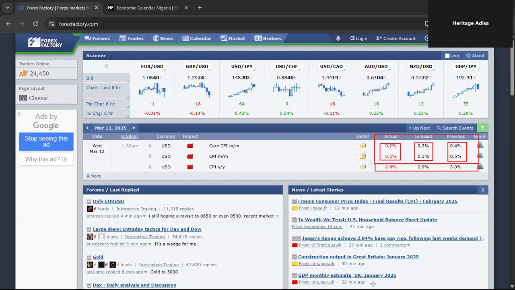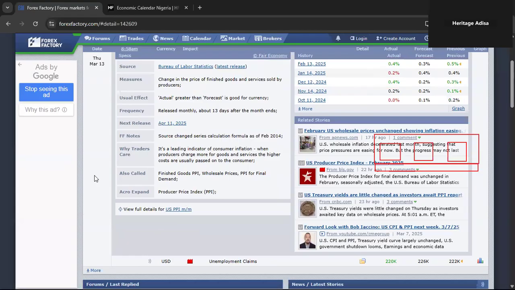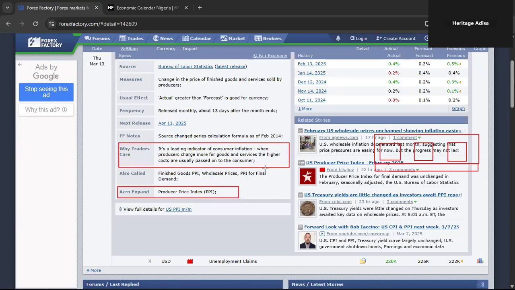Now, if you also look at the next day, we're going to go to the chart a little bit, but we also had the producer price index right here, which is also another form of inflation. But look at why traders care about it. It says it's a leading indicator of consumer inflation. When producers charge more for goods and services, the higher costs are usually passed on to the consumers.